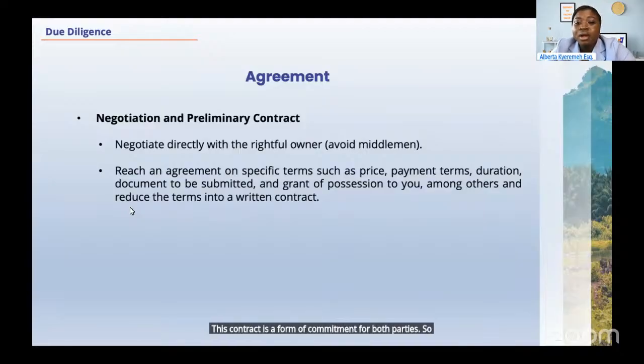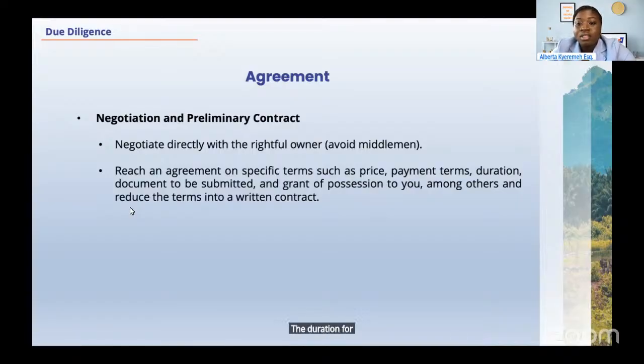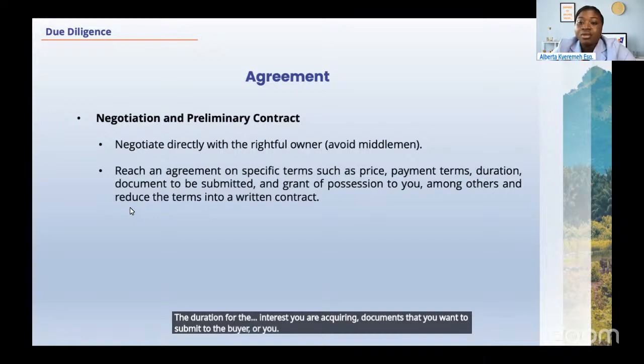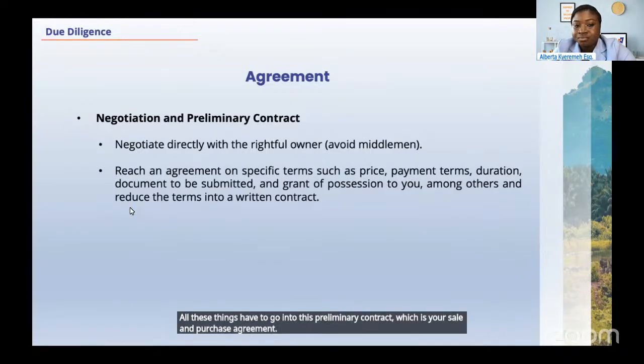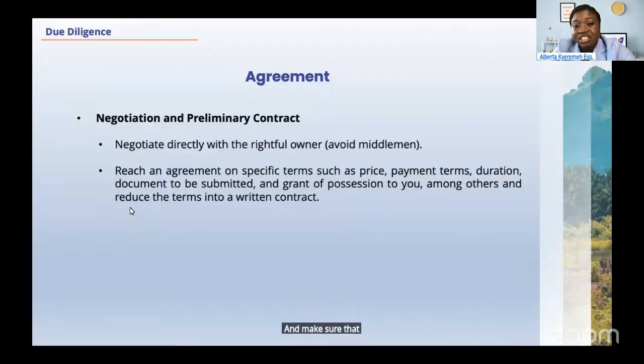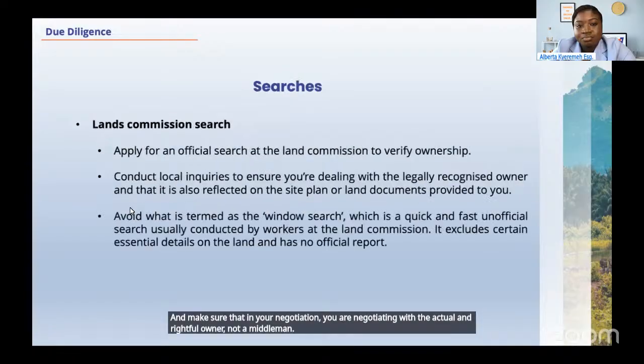So when you are discussing your price, your payment terms, the duration for the interest you are acquiring, documents that you, the buyer, are requesting from the seller, and even the time that you can take possession of the land, all these things have to go into this preliminary contract, which is your sale and purchase agreement. And make sure that in your negotiation, you are negotiating with the actual and rightful owner, not a middleman.